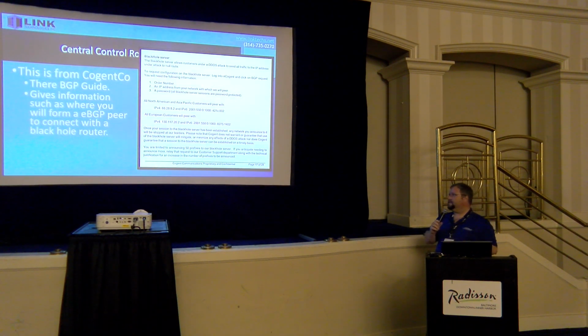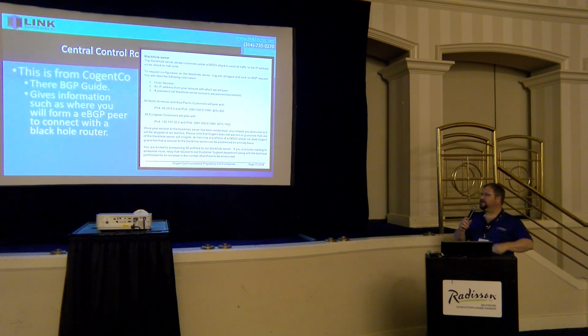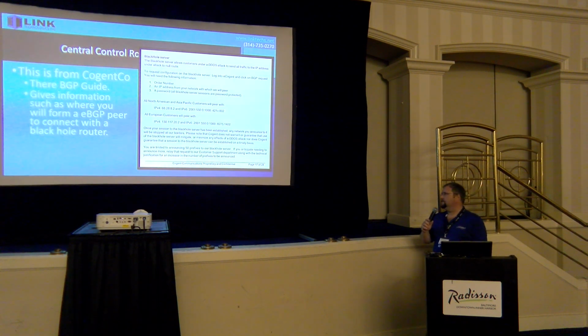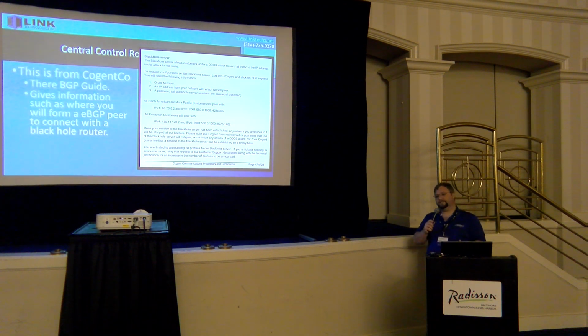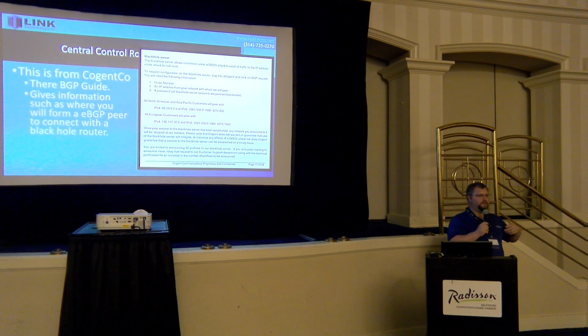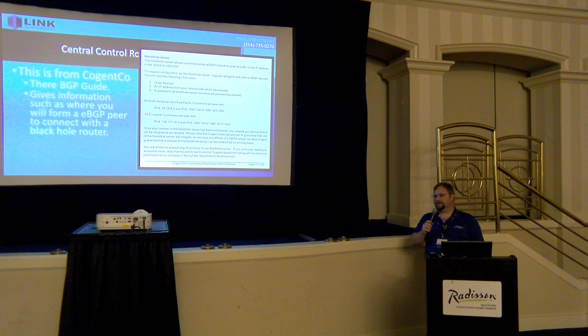So this is the BGP guide. This is just the little section of the Cogent Communications guide. They give you the North American and Asia Pacific peers, where you can peer with those. It is free to get a black hole server peering with Cogent. You do have to request it though. You just send an email to support@cogentco.com, say your AS, hey, I need to BGP peer with your black hole server, and they'll set that up for you very easily and quickly.